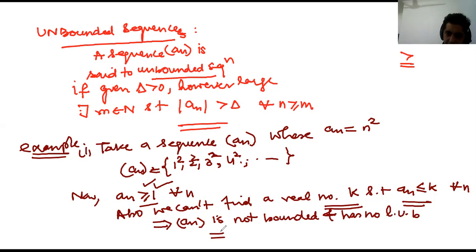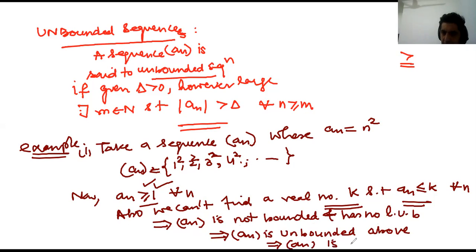And this means what? An is unbounded above. This is unbounded above. And this means what? This means an is unbounded. So one and the same thing, whether it is unbounded above or unbounded below, this is going to give you unbounded. Similar example we can take. We can talk about unbounded below also.